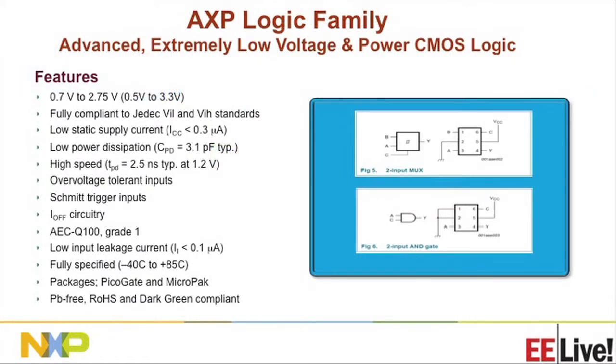So when it comes to the AXP logic, this is our latest and lowest power consumption family in the portfolio. As I mentioned, it operates down to 0.7 volts. It's fully compliant to the JEDEC levels. The static current you would see is up to 0.3 microamps. When the device is switching, that's your dynamic power consumption. It only consumes up to 3 picofarad during the switching. Prop delay up to 2.5 nanoseconds. There are Schmitt triggers at the inputs.